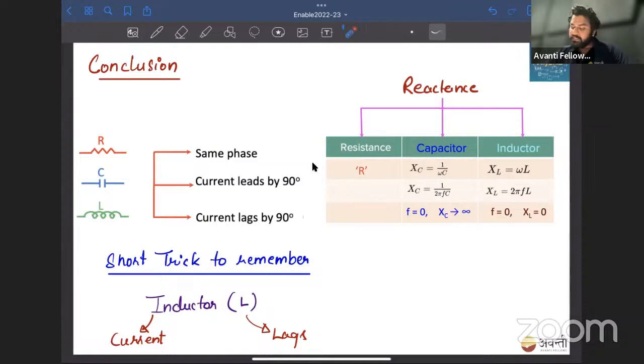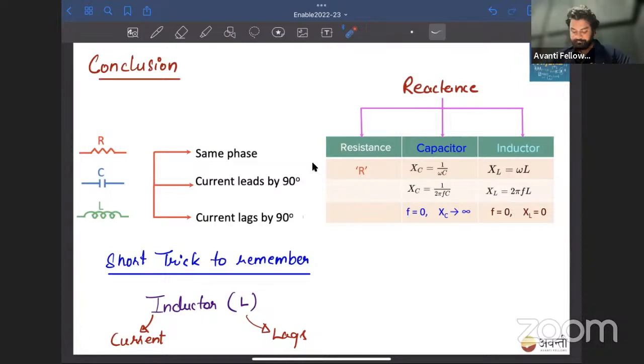Clear? Similarly, in case of inductor, the reactance is omega L. In place of omega, if you put 2 pi f, then it is 2 pi f L. And then if frequency is 0, bachcho, then XL will also be 0. Okay. So in DC circuit, when frequency is 0 means a DC current. In DC current, if I put an inductor, there will be no effect. Okay. It will behave like a closed wire. Clear?